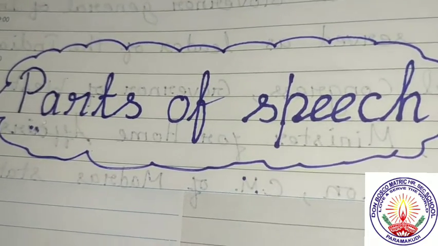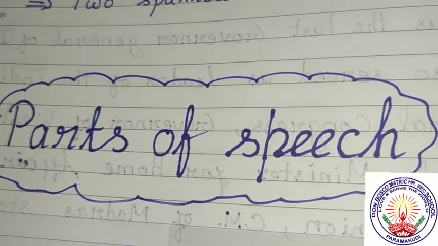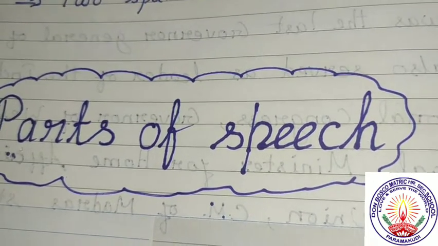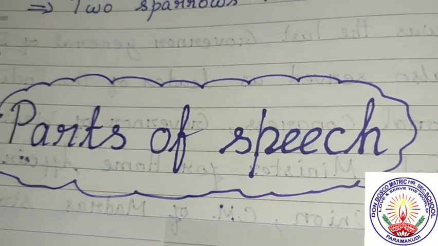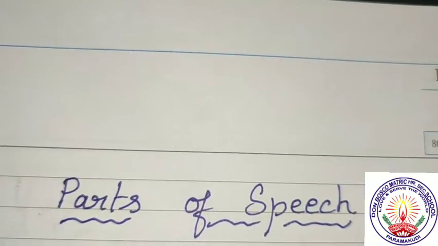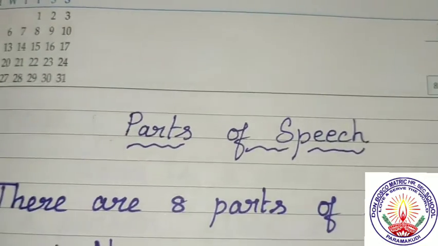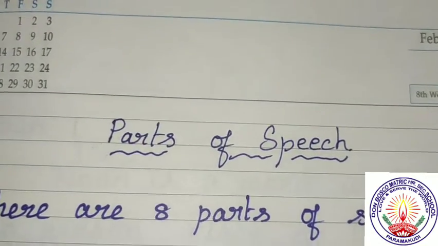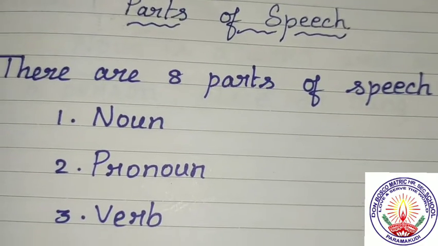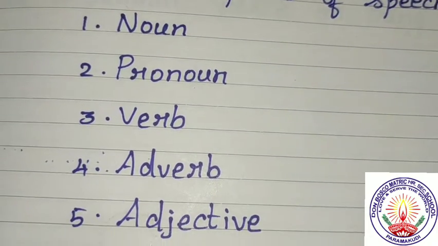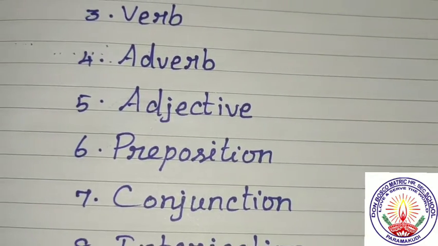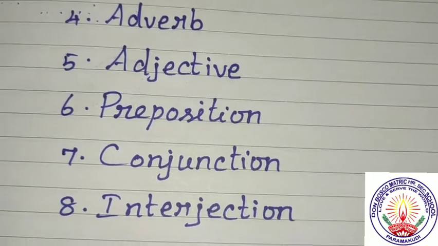Today I'm going to introduce the 8 parts of speech. We will learn more in detail about each part of speech in the next videos. How many parts of speech are there in English? There are 8 parts of speech. What are they? Noun, pronoun, verb, adverb, adjective, preposition, conjunction, and interjection.